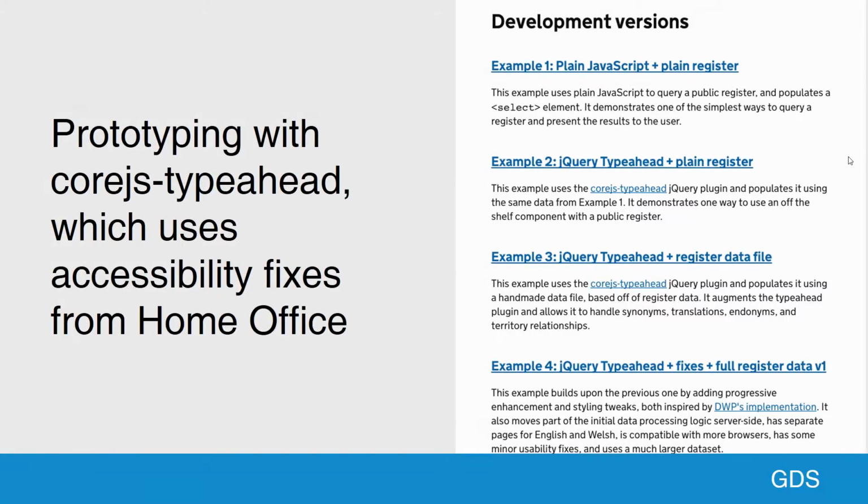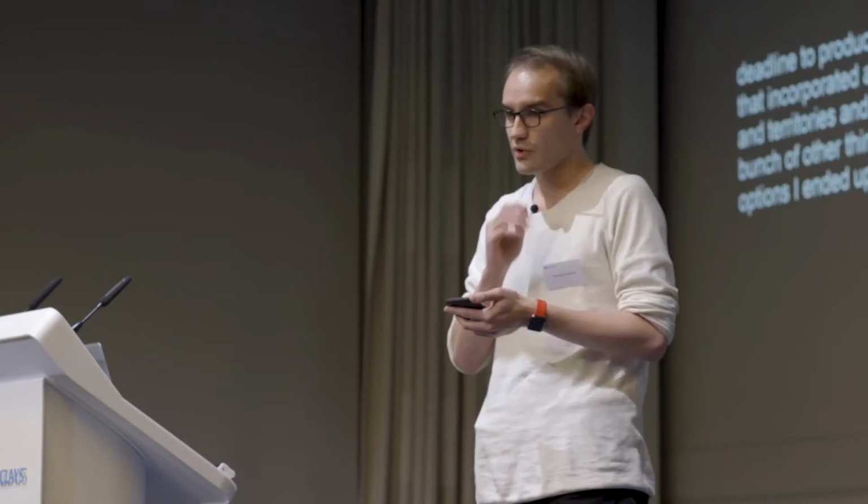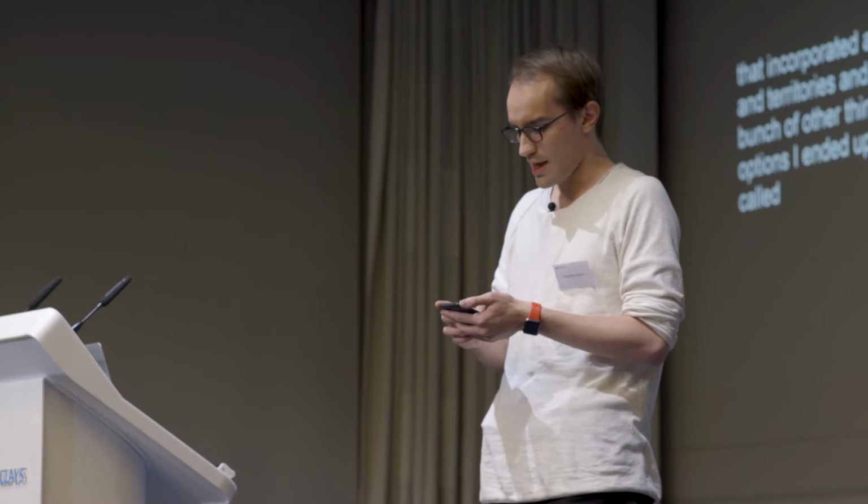Now, I was up against a very tight deadline to produce a working demo, which incorporated live register data and territories and synonyms and a bunch of other things. Of all the available options, I ended up picking a library called Core.js Typeahead, which uses jQuery underneath, and also contains some accessibility fixes from Home Office. So I already had a beaten path, which Home Office had already treaded. While this was not the most accessible of the autocompletes I had tested, it had a good foundation from other perspectives like architecture, modularity, good test coverage, and so on, which allowed me to build on top of it.